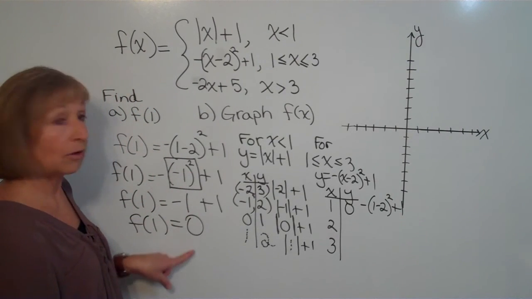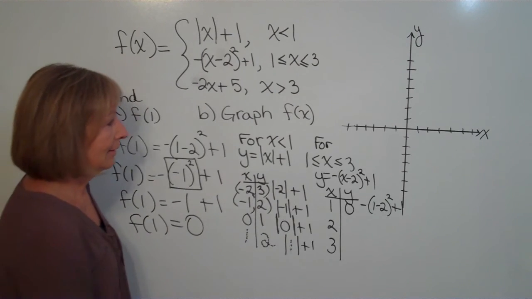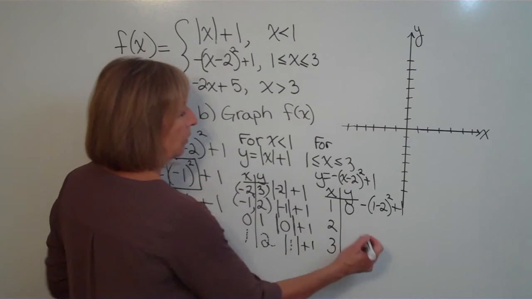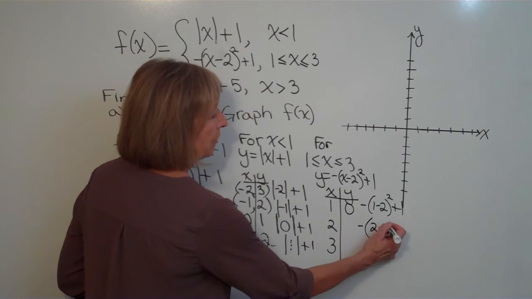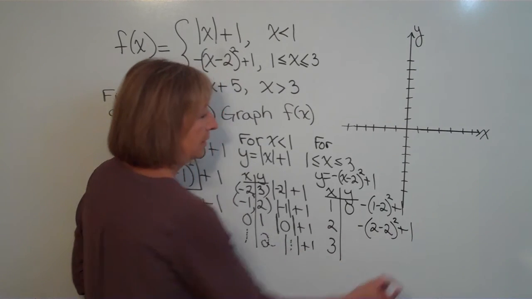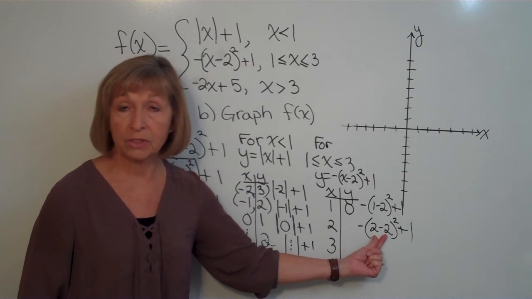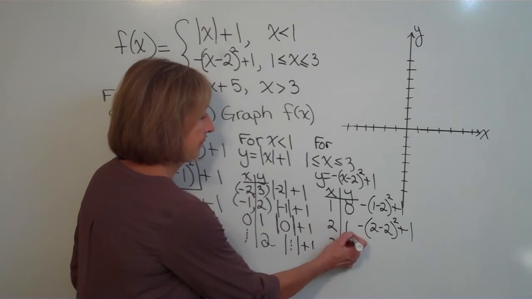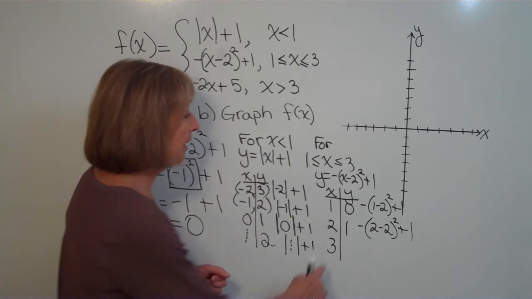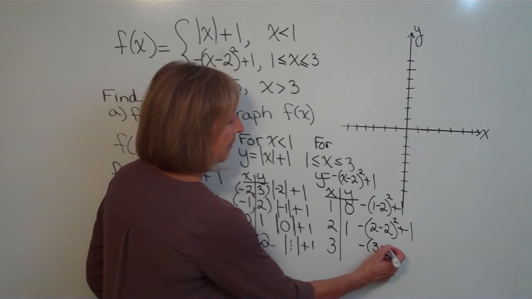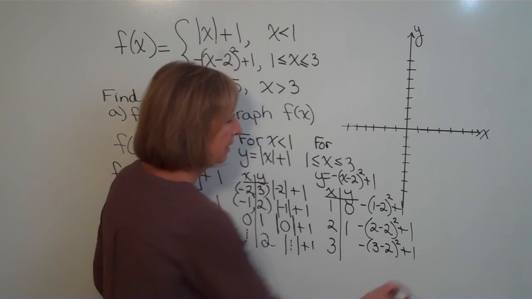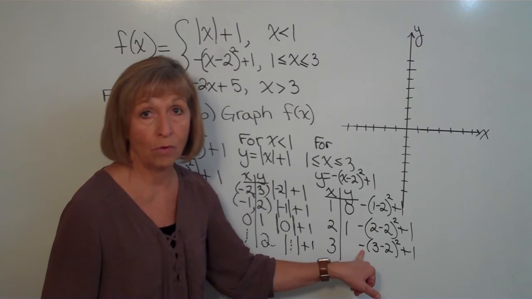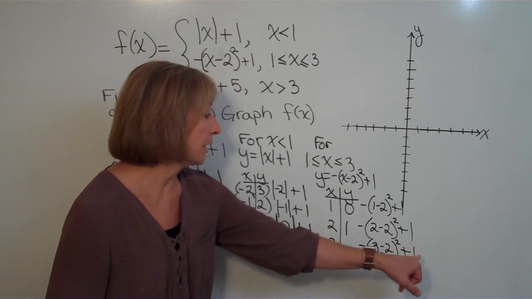And that's what we did over here. We already had that. f of 2, if I put 2 in for my x's for this rule, that's the opposite of (2 minus 2) quantity squared plus 1. Well, 2 minus 2 is 0. 0 squared is 0. The opposite of 0 is still 0. And then 0 plus 1 is 1. And then if I were to put 3 in, it's the opposite of (3 minus 2) quantity squared and then plus 1. So 3 minus 2 is 1. 1 squared is 1. The opposite of 1 is negative 1. Negative 1 plus 1 is 0.